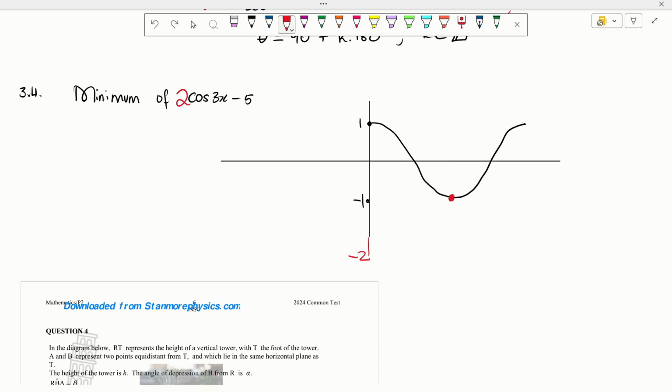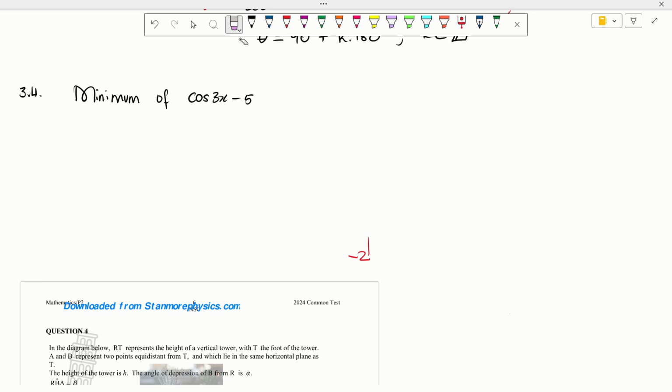Okay. The 3x only affects the period. I'm sure most of you know this. So that will only affect the period, not the lowest point and the highest point. So the lowest point the graph will ever reach is literally -1. So I'm going to say the minimum of this whole thing is -1.